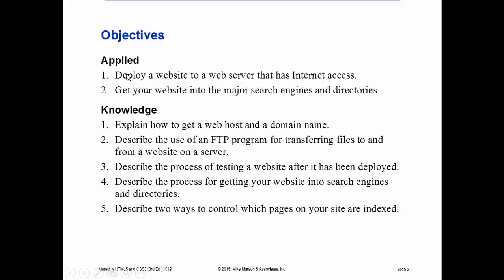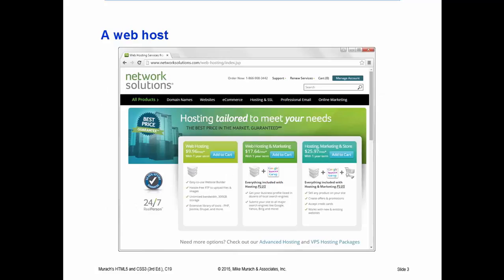So we want to be able to deploy a website to a web server that has internet access. Get your website into the major search engines and directories. Explain how to get a web host and a domain name. Describe the use of an FTP program for transferring files to and from a website on a server. Describe the process of testing a website after it's been deployed. Describe the process for getting your website into search engines and directories. Describe 2 ways to control which pages on your site are indexed.